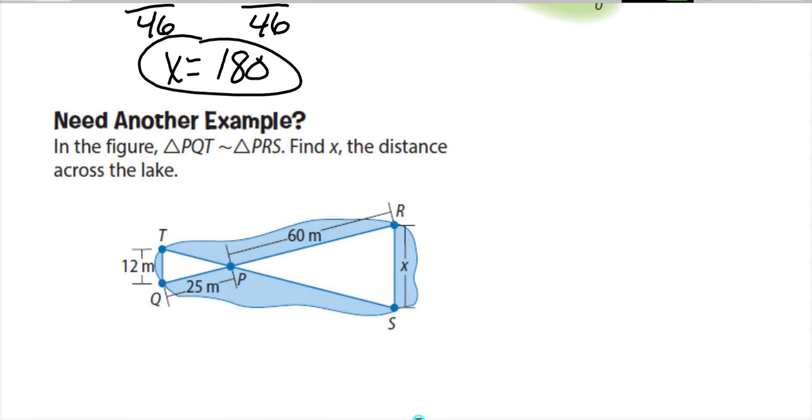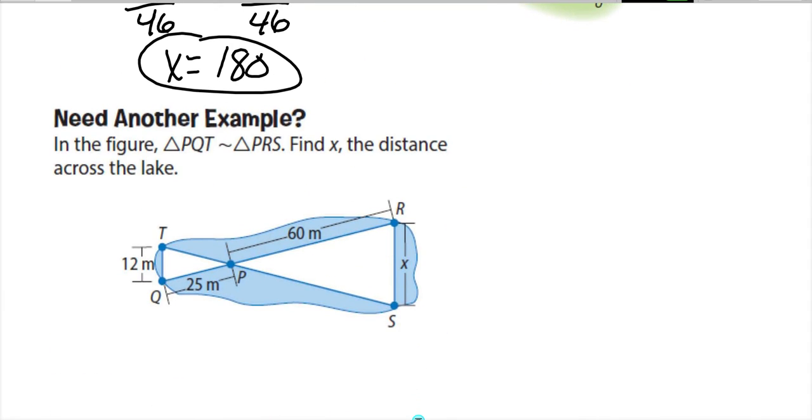Okay, if you haven't tried this one yet, go ahead and try it on your own first. So go ahead and pause it. All right, it says in the figure, triangle PQT is similar to triangle PRS. Find x, the distance across the lake. All right, so let's see, 12 matches up with x. And 25 matches up with 60.